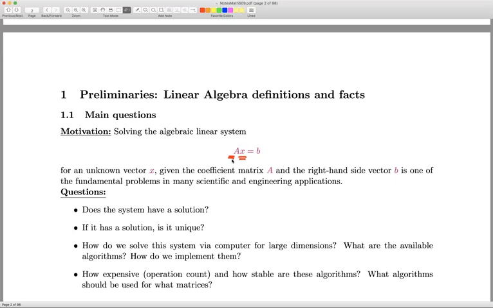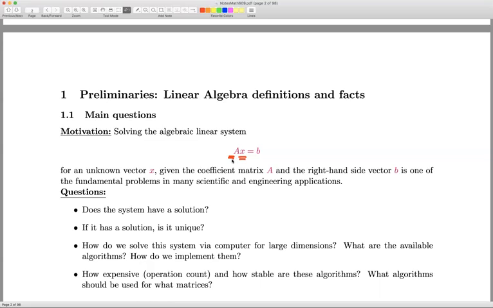further, we will have different problems whose solution will end up with the need to solve a linear system of equations. And in general, a lot of problems from real life are problems that, in order to solve them, we end up solving a certain algebraic linear system. And so algebraic linear systems are fundamental problems in many scientific and engineering applications.